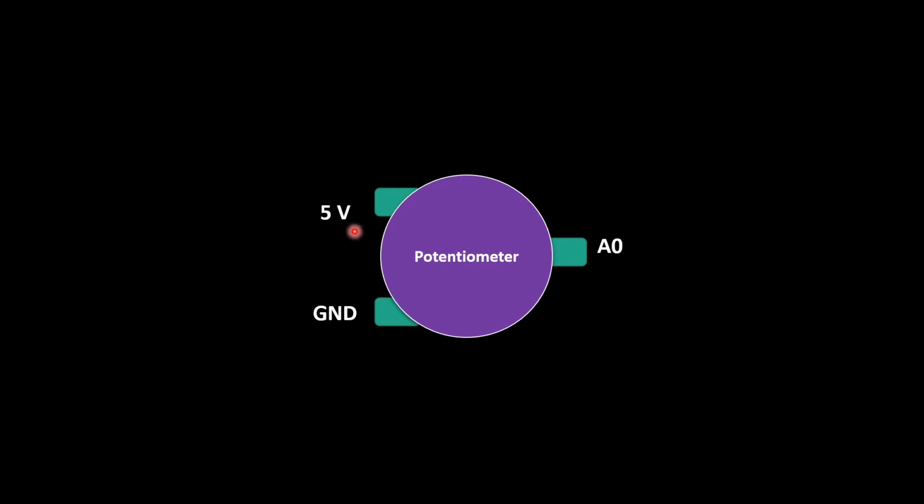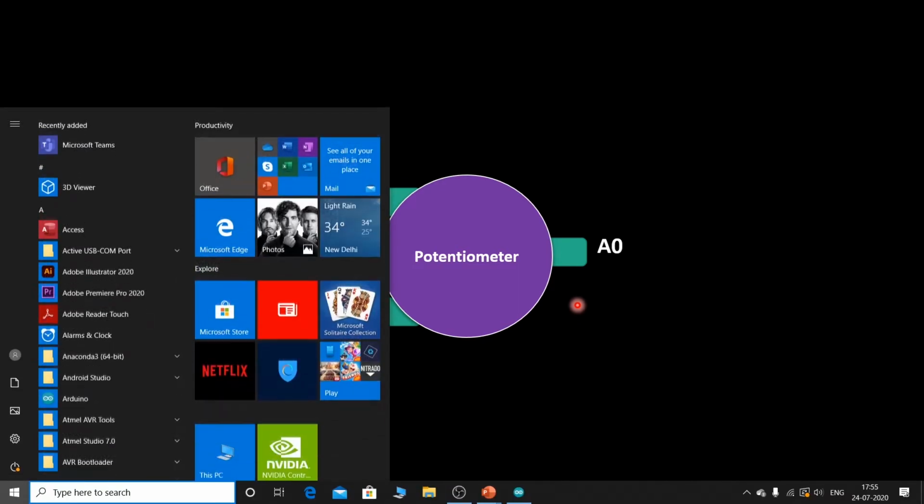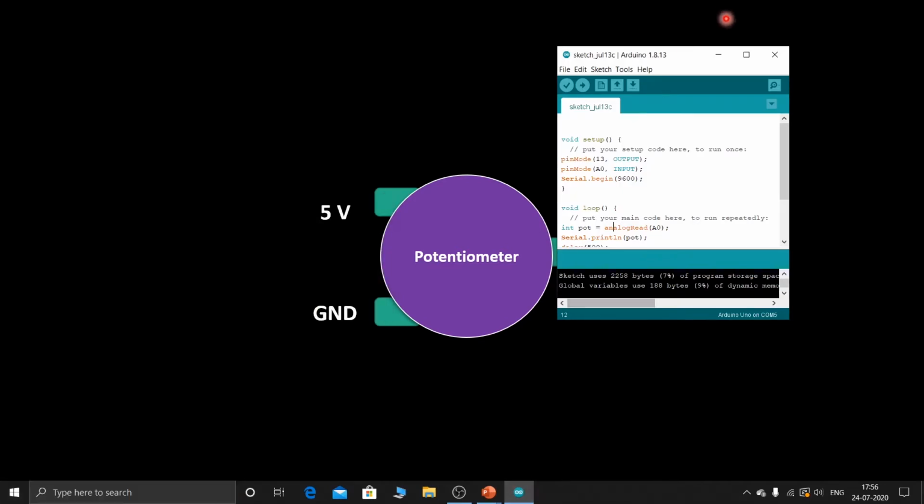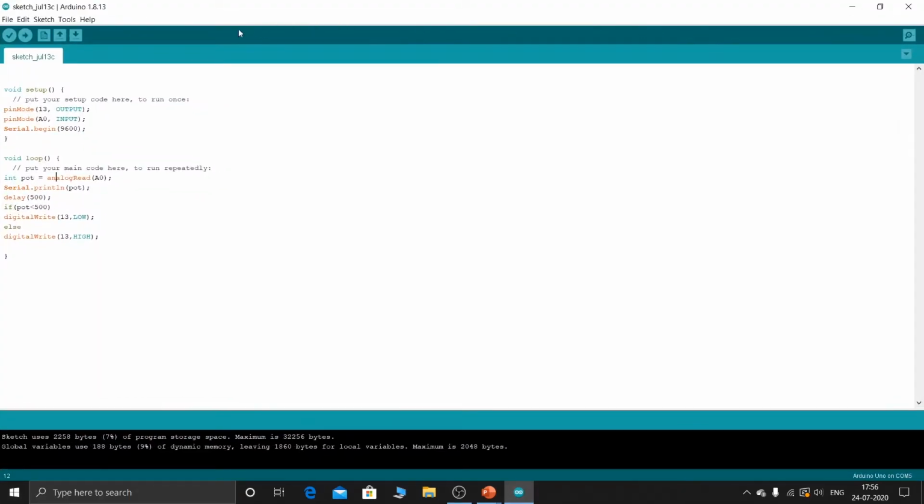What you have to do is connect this terminal to the 5 volt pin of the Arduino, and the other pin to the ground pin of the Arduino. The third one is the isolated pin. You have to connect this pin to A0, that is the analog terminal of the Arduino. And once you do that, you have to switch to the Arduino IDE.